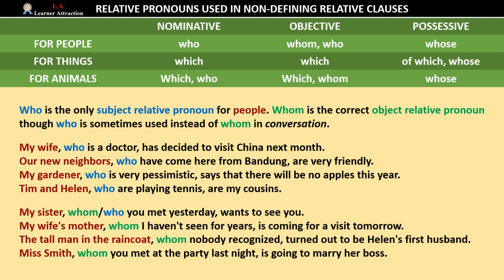Who is the only subject relative pronoun for people. Whom is the correct object relative pronoun, though who is sometimes used instead of whom in conversation.